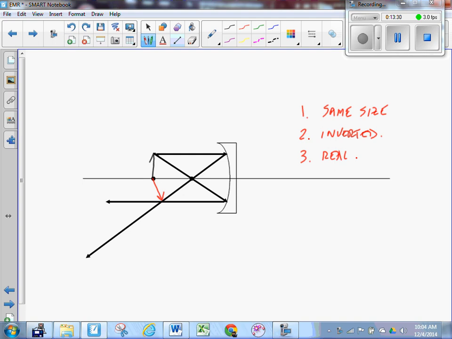What's your homework for tonight? Worksheet number 19 or 18? 18, yeah. And this question's 1 to 3 practice problems, right? Have a good night, everyone.